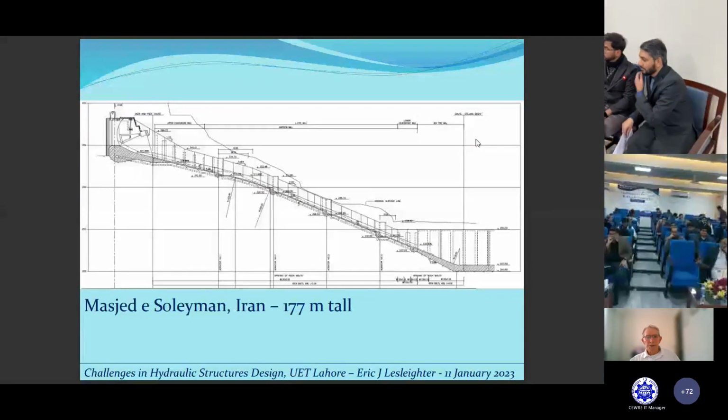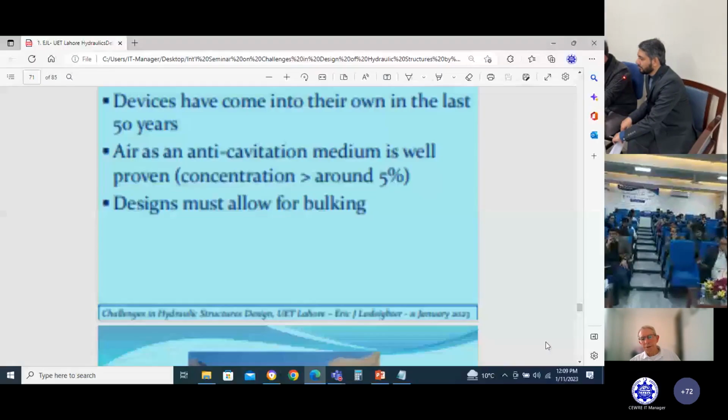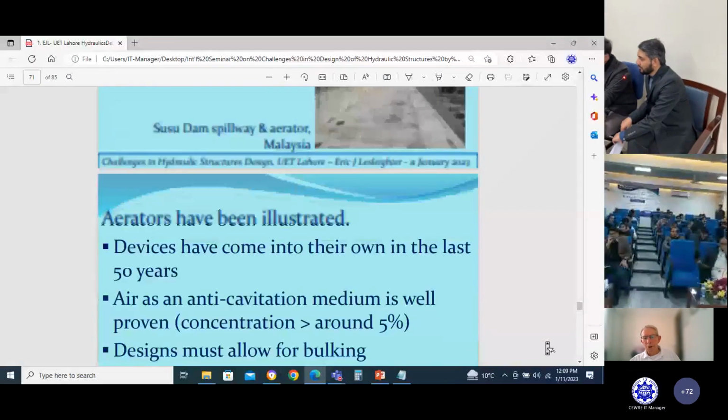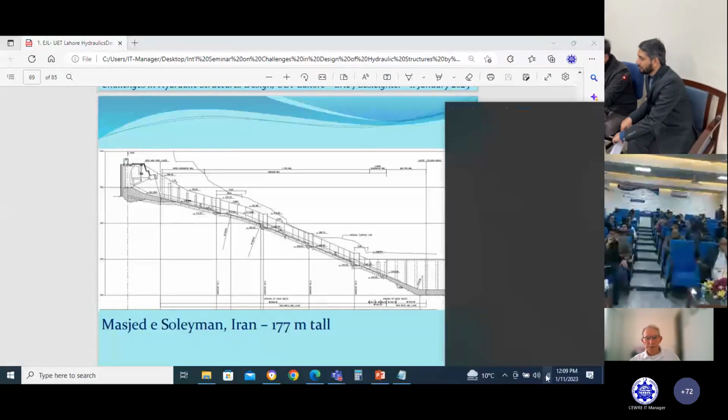The next one is a profile of that particular spillway, the Masjid Solomon spillway. You can see the height. This one is about a 177 meter tall dam. So you're looking at the chute and you can see 4 aerators, flow passing down to a hydraulic jump stilling basin at the base.